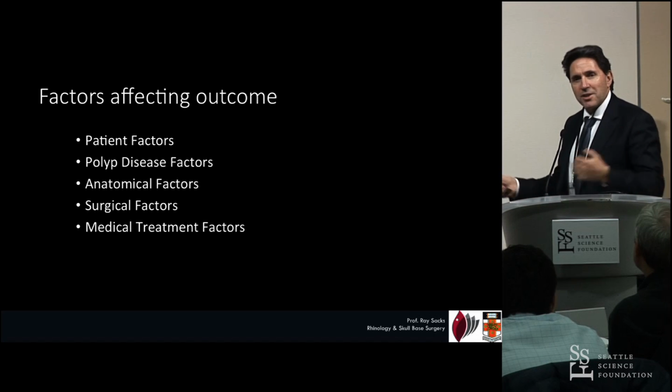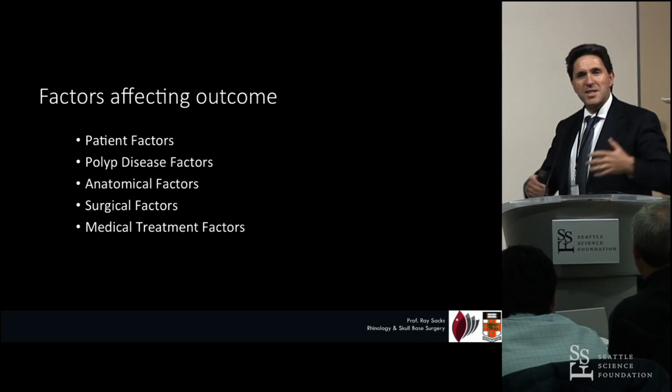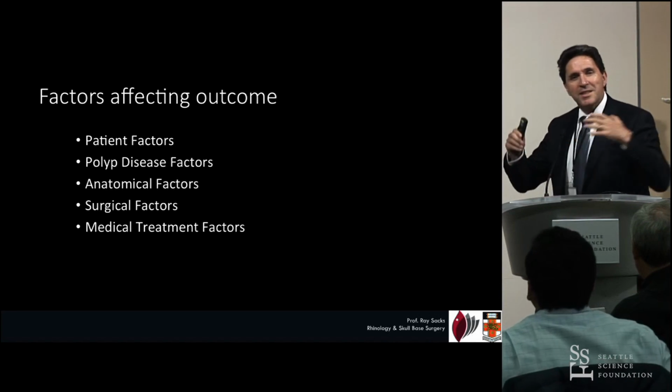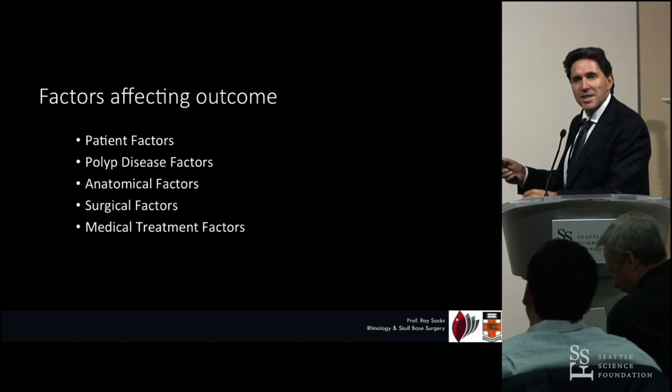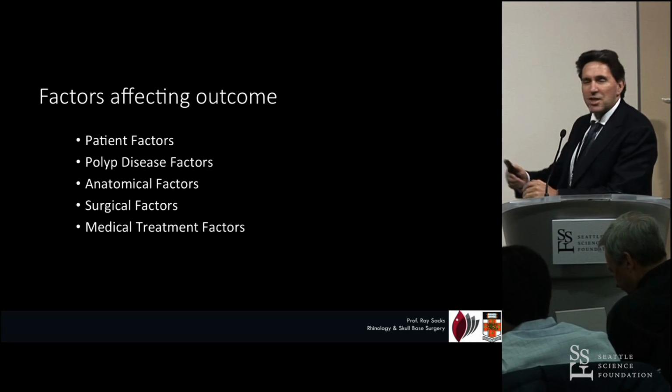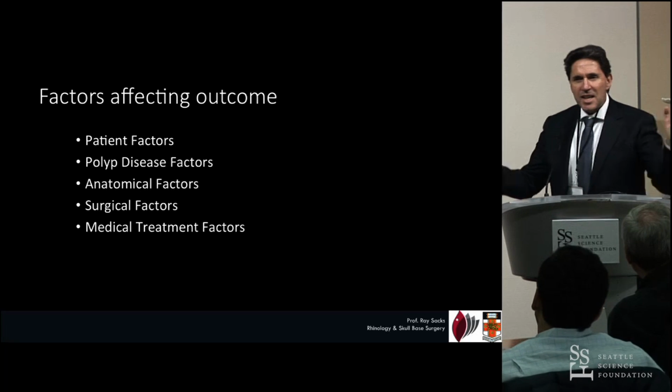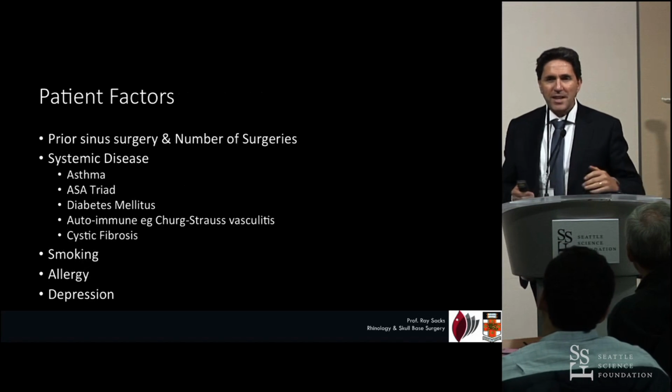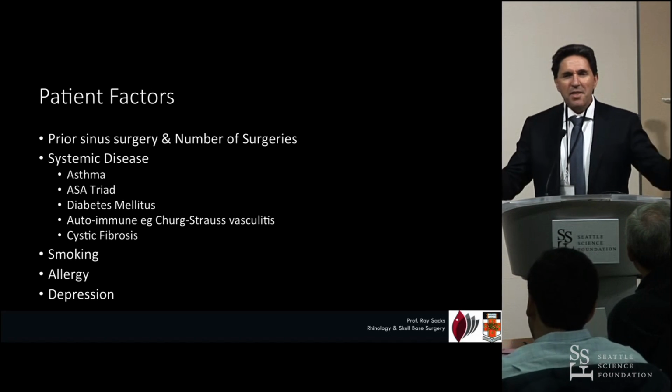So when we talk about chronic rhinosinusitis and polyposis, there's a whole lot of factors that have been typically published in the literature over years. They're patient factors, disease factors, institutional factors, surgical factors, a whole lot of things. And what are these that have been published?